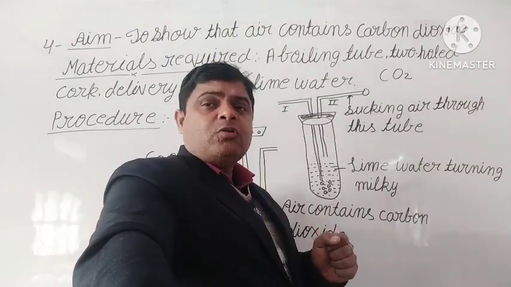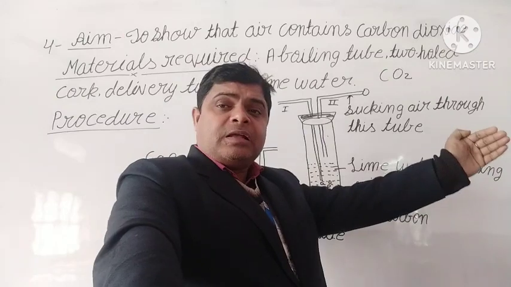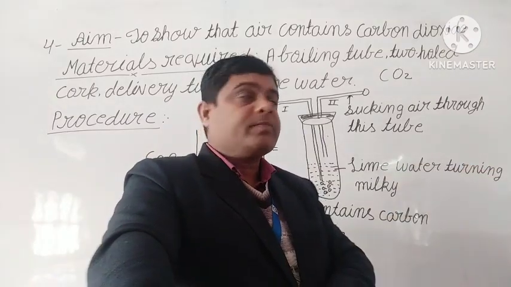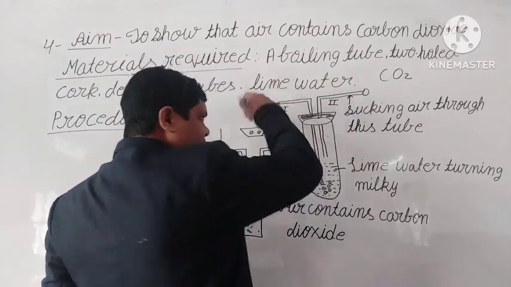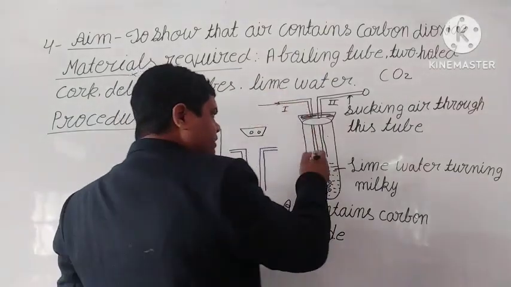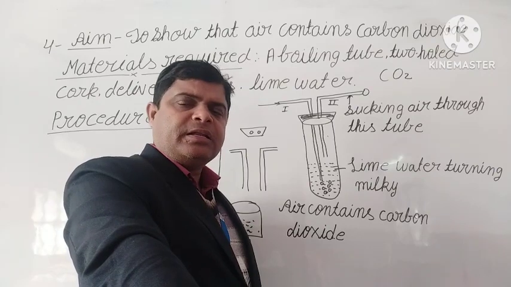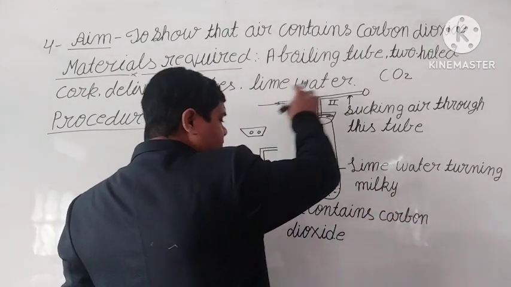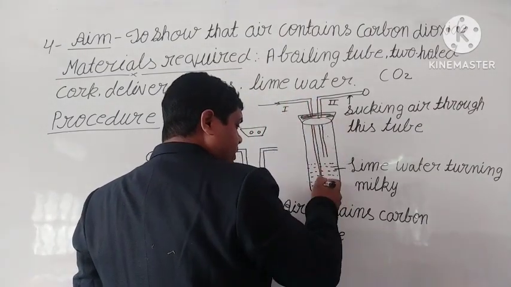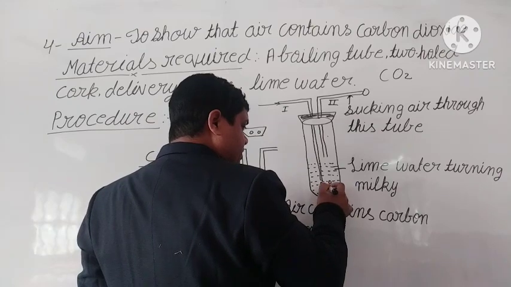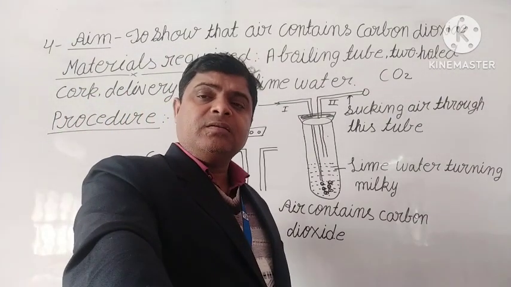Clear? So you know, students, when air moves from one place to another, other air also fills the gap. So when you suck the air with your mouth, the air present in the atmosphere enters the test tube. Clear? It enters the test tube. And when the air enters the test tube, then through the tube it enters the water, and after that some air bubbles come in the water. Clear?